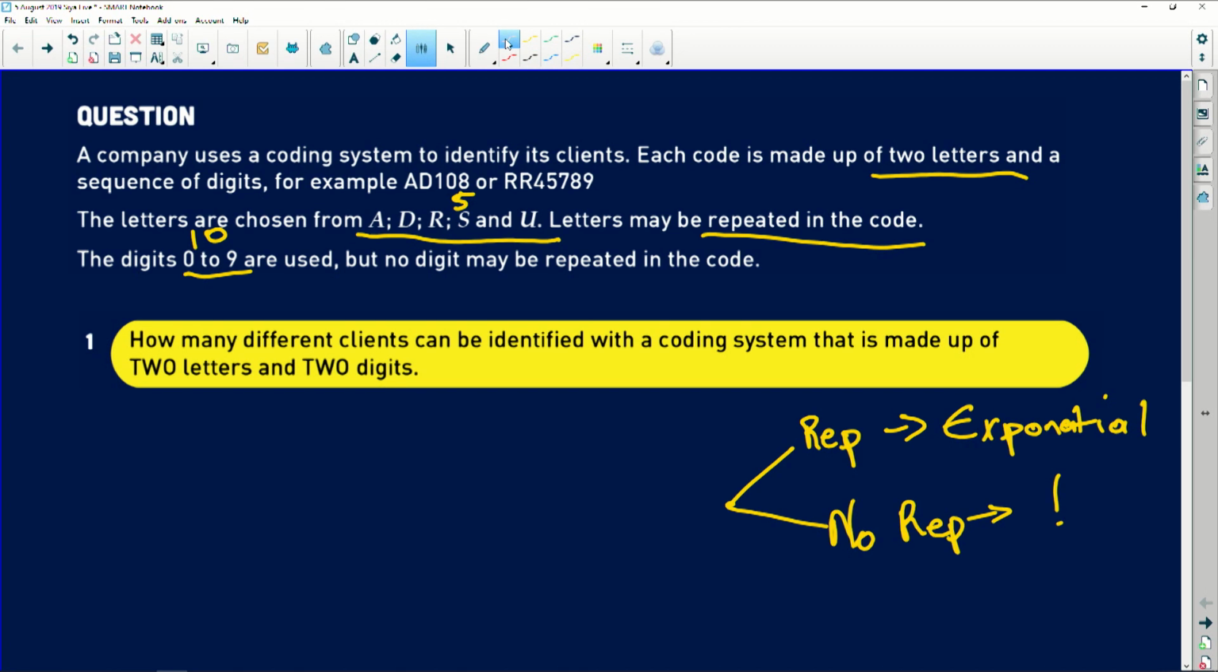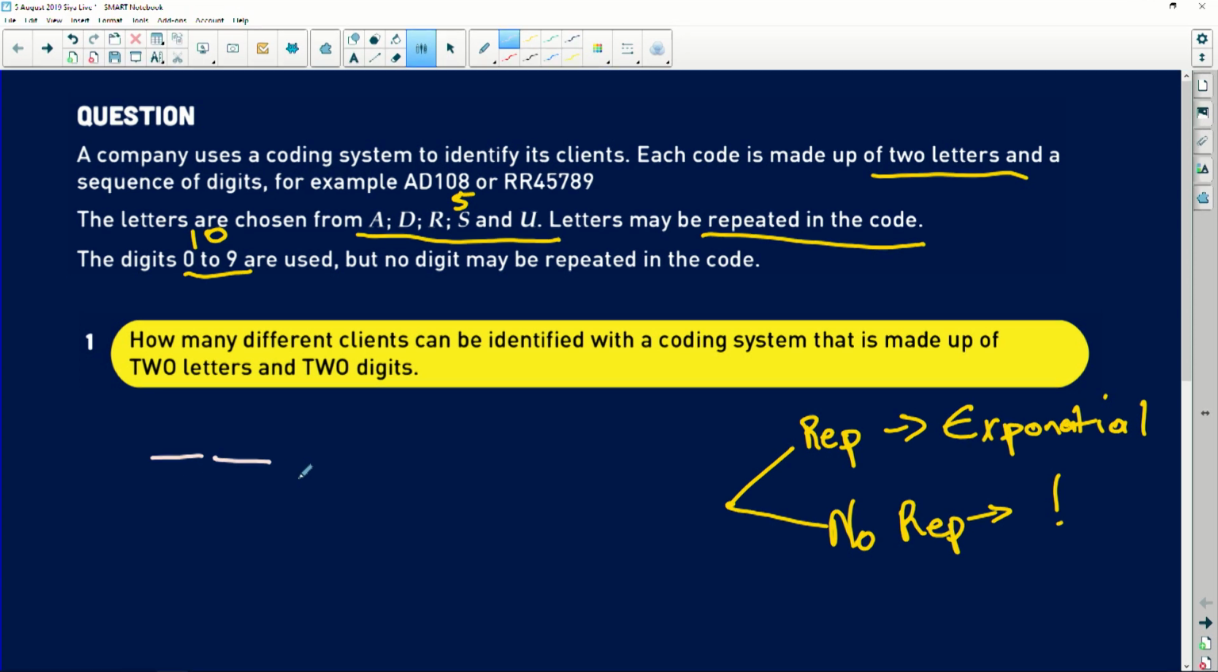The question says, how many different clients can be identified with a coding system that is made up of two letters and two digits? So that would mean I have 1, 2, those are my letters. 1, 2, those are my digits. So right now what this means is I'm creating codes that have only 4 spaces, the letters and the digits. So I'm not going to consider all the spaces that are possible.